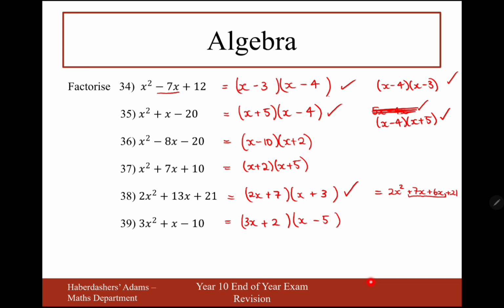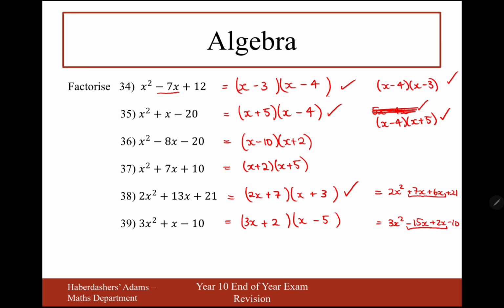So we are going to, what's that doing there? 3x times x is 3x squared. 3x times minus 5x is minus 15x. 2 times x is 2x. And 2 times minus 5 is minus 10. And this middle term will simplify to minus 13x. Oh, we're nowhere near the right answer here. We've got minus x here.